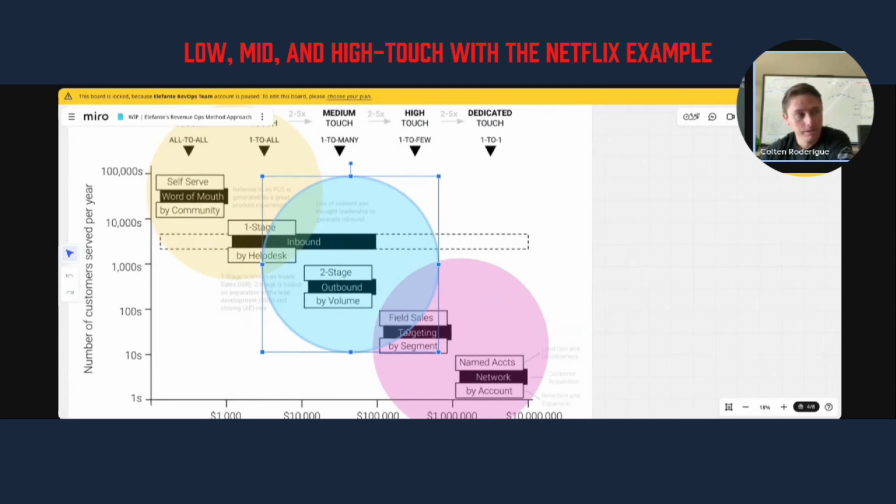So like a field sales motion, it's relationship building, it's a big product. You're flying out, you're shaking hands, you're making deals happen, typically in person. The difference is the sales cycle, right? As we go from low to dedicated, the time it takes to close a customer gets bigger and bigger, right? And so that's the difference.